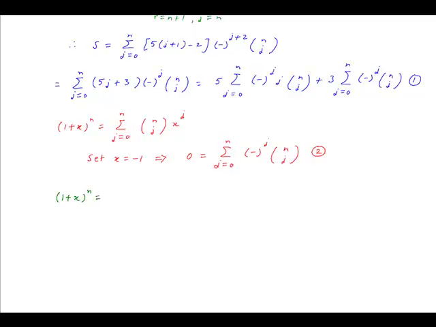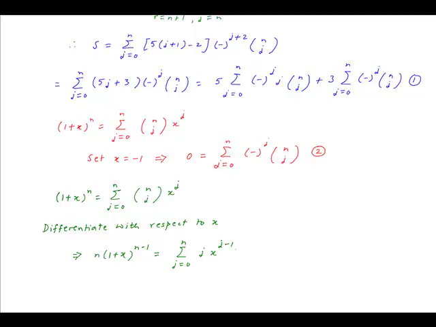Now we once again use the binomial expansion of 1 plus x raised to the power n, which is equal to summation j going from 0 to n of n choose j multiplied by x raised to the power j. Differentiate both sides with respect to x. The left hand side we get n times 1 plus x raised to the power n minus 1. And on the right hand side we get summation j going from 0 to n. The differential of x raised to the power j is j times x raised to the power j minus 1, times n choose j.